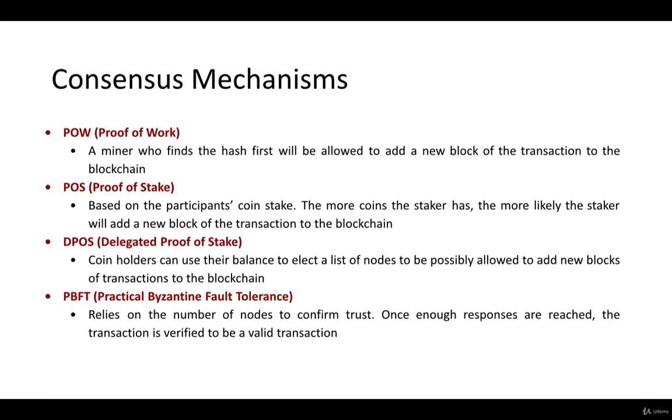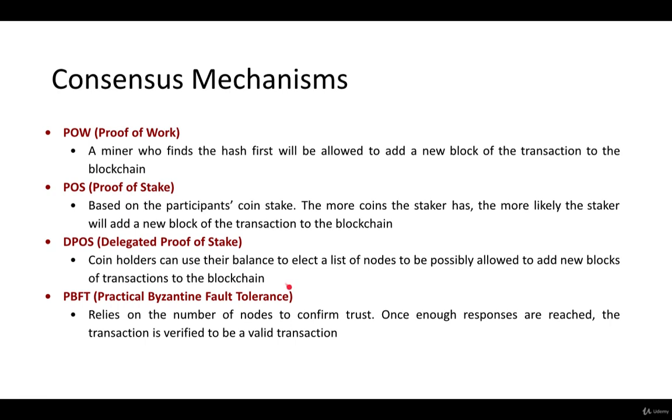A small modification of proof of stake is called delegated proof of stake, where the coin holders can use their balance to elect a list of nodes who will possibly be allowed to add new blocks of transactions to the blockchain. Now see how this differs from proof of stake. All the members who have coins can use their balance to elect a list of nodes, and those nodes will be the ones who take part in the validation process.